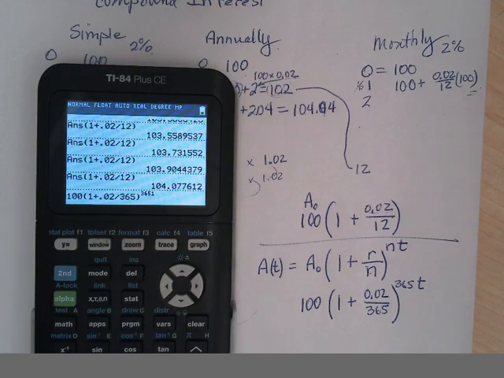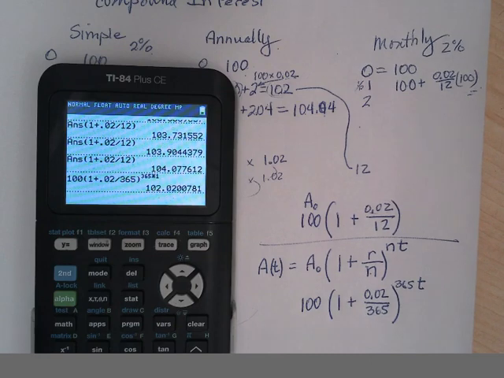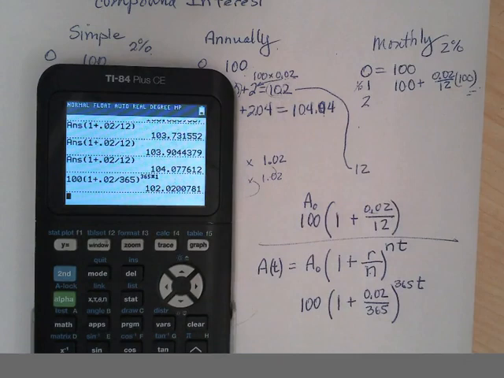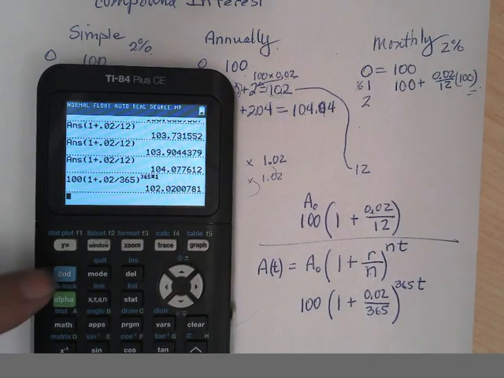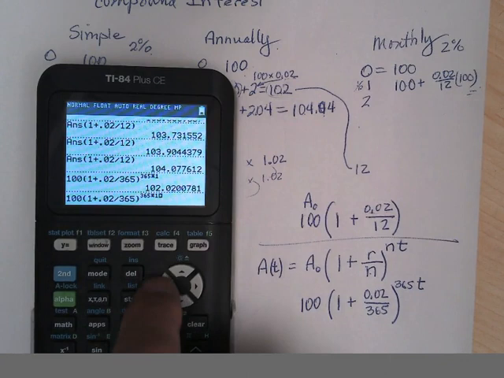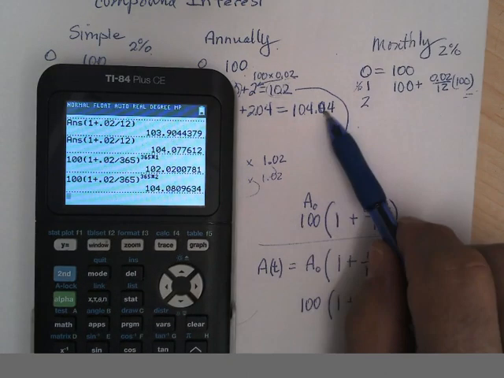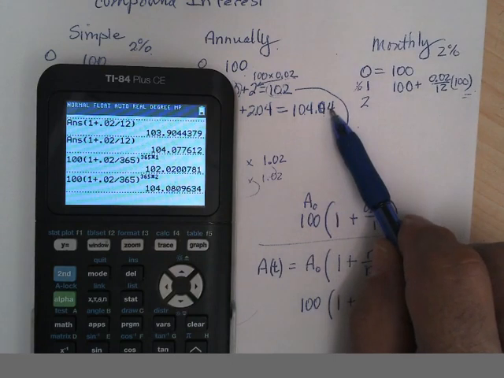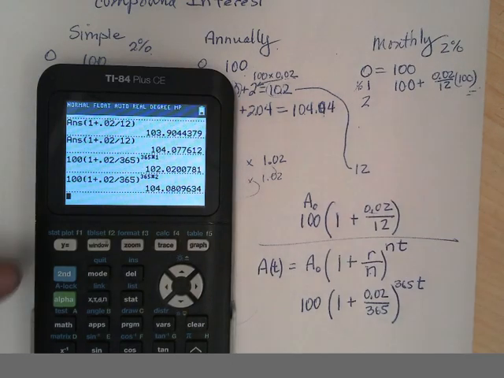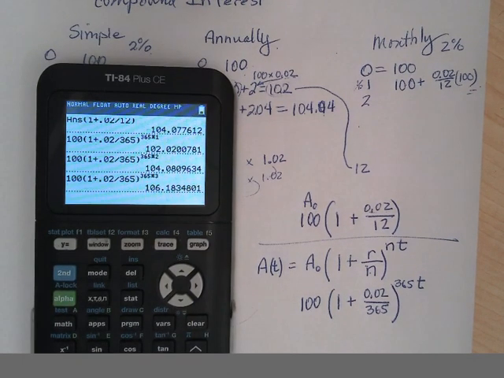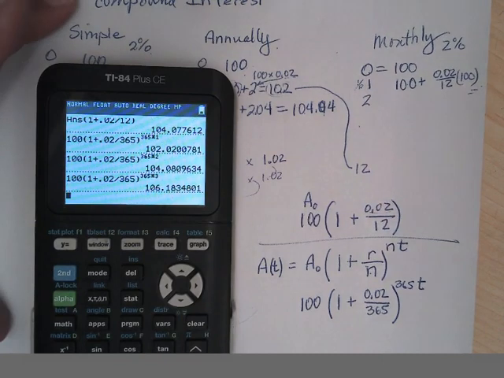So I could put in 1 and find out how much I would have after 1 year doing it daily. And I'd have a little bit more than 102. And after 2 years, I'd have to change the 1 to a 2, and it would be 104.08, not 104.04, so I'm doing better, and it keeps getting better and better. And after 3 years, I could go back here and change this to a 3, and I got 106, and I can keep going like that.